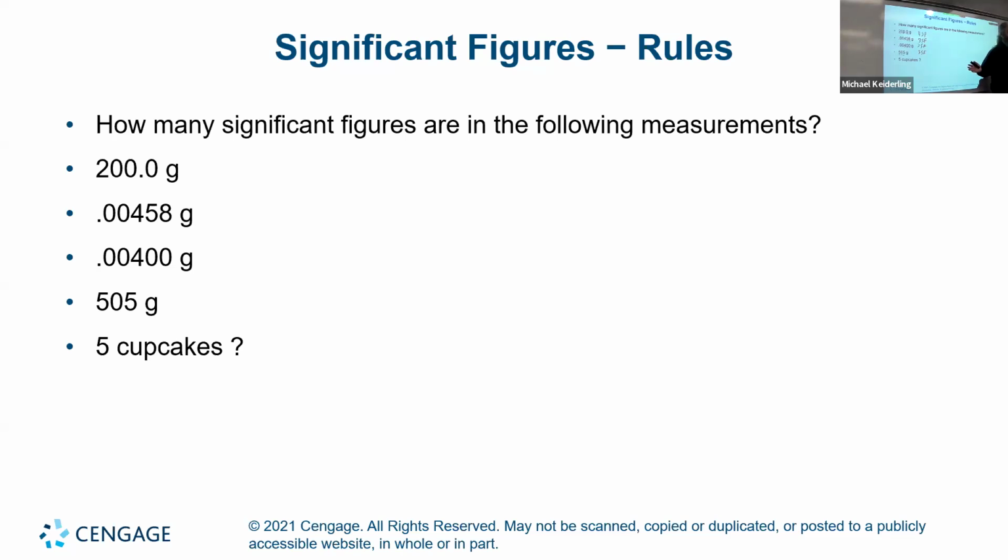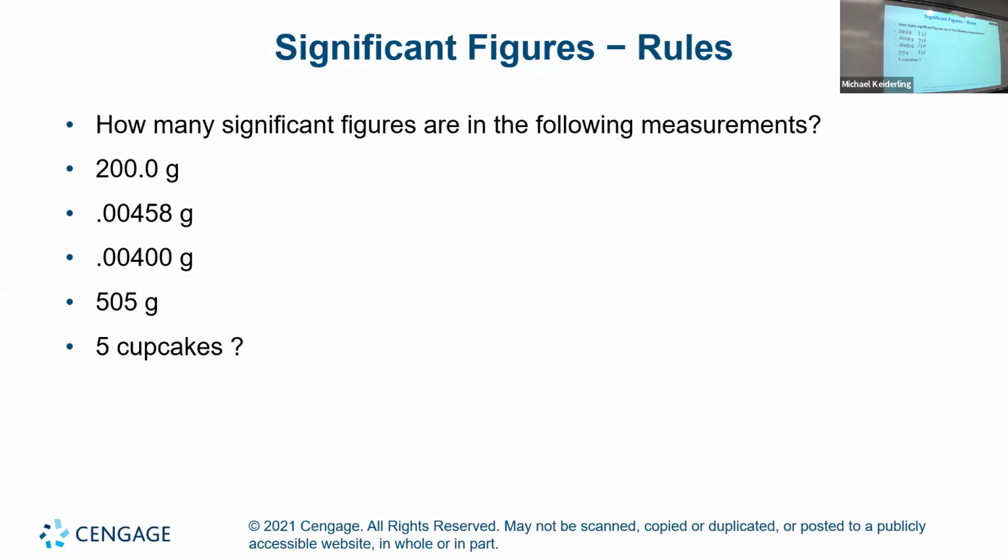That is a reasonable assumption. If it was just 5, if it was 5 inches, that would be correct. However, in this case, this is an exact count of something. When you're talking about 5 cupcakes, you have 5 cupcakes. You don't have portions of cupcakes. You just have 5 things.